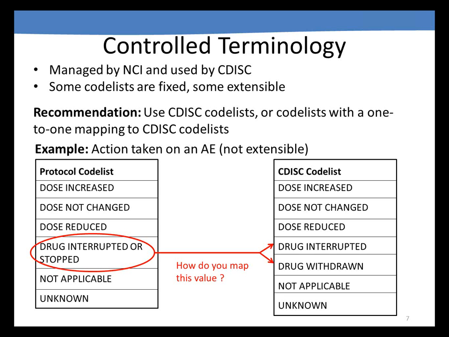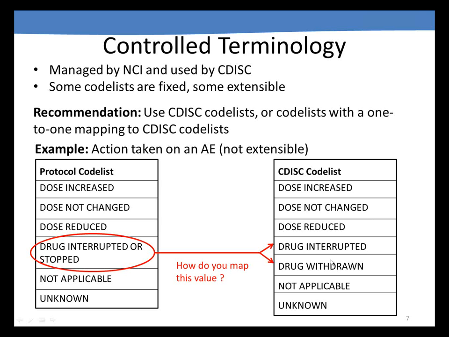Our strong recommendation is to collect the data using CDISC code lists in the first place, or at least code lists with a one-to-one mapping to CDISC. Let's take an example, the action taken on an adverse event, which is marked as a not extensible code list. And you can see on the right, we've got various actions you could take. You can increase the dose, you can not change it, reduce it, you can interrupt or withdraw it.